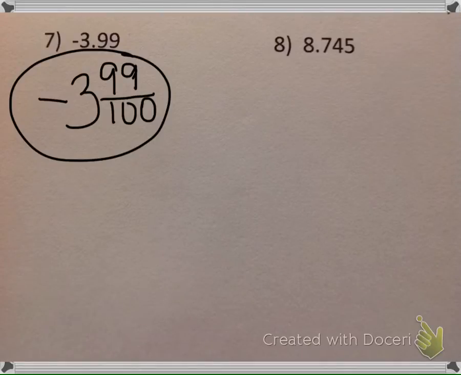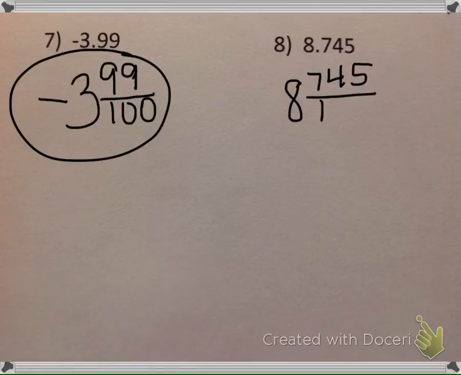And number 8, you would have 8.745. That's 8 and 745 thousandths. So you would write that as you hear it, 745 over 1,000. And then you need to simplify that. I know that 5 goes into both of them. Oops, it's thousandths. Because they end in 5 and 0.